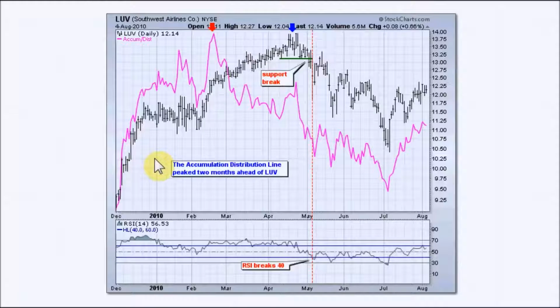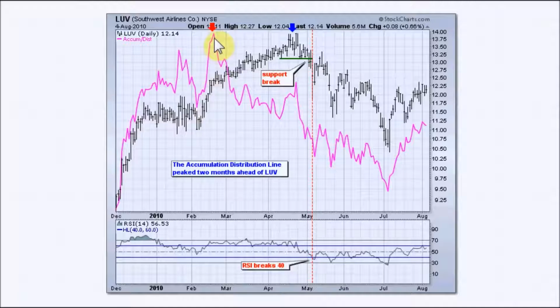Now let's take a look at a bearish divergence where the pink AD line starts a downtrend a couple of months before the double top breakdown and the fall of the stock price. Starting at the beginning, it appears to be tracking very well. This high here is lower than this high here, just like in the stock price. This high is a little bit lower than here. Then it showed some real strength on this uptrend.